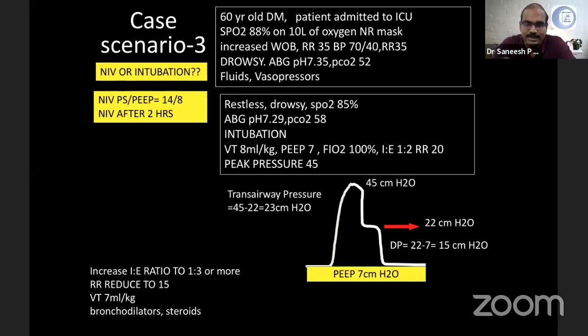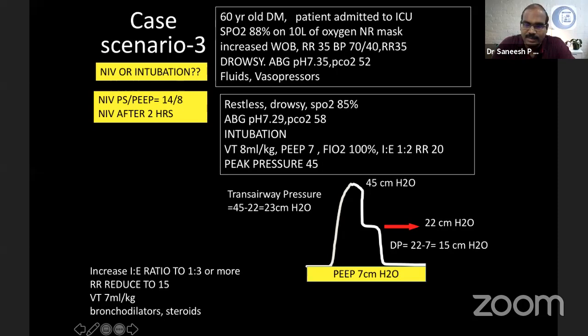So we reduce the respiratory rate. Probably we'll settle with a 7 ml per kg tidal volume. You start with the medical therapy: bronchodilators, steroids, antibiotics, whatever is required to control the sepsis and hemodynamic control. Clear?